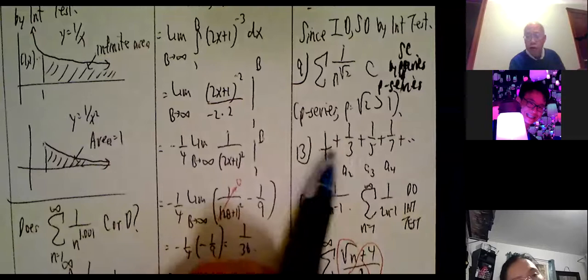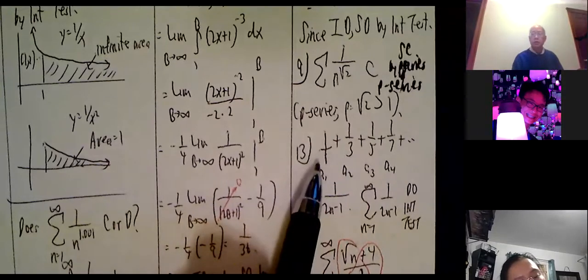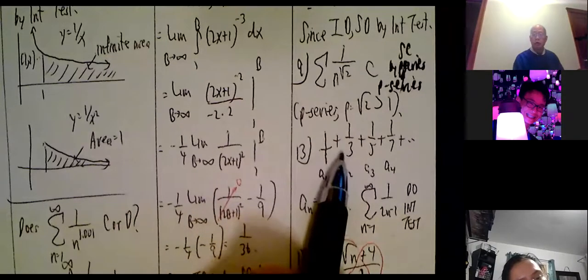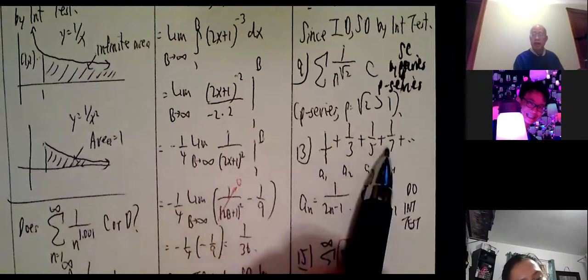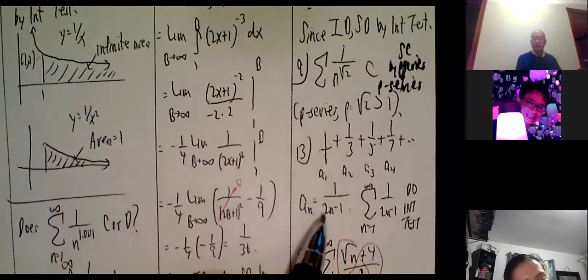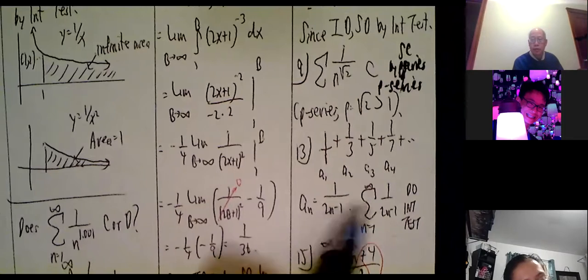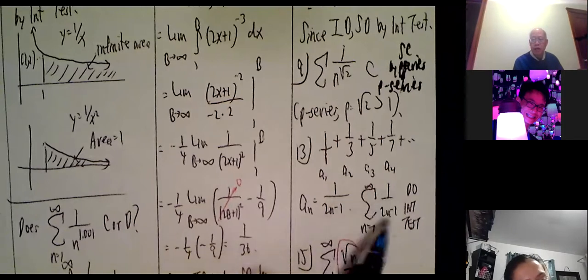Okay, so 1, 3. So I notice this is 2 minus 1, 4 minus 1, 6 minus 1, 8 minus 1. So a sub n is 1 over 2n minus 1. So summation n equals 1 to infinity, 1 over 2n minus 1, do the integral test. Okay, so that's my hint for you for that one.